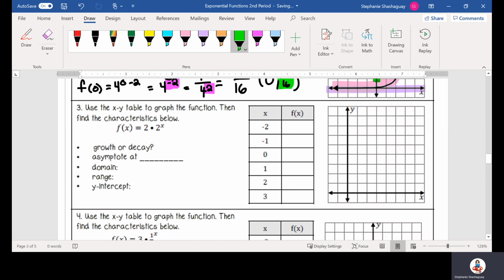All right, use the xy table to graph the function, then find the characteristics below. Well, here I finally have an a term, so my a is equal to 2. My y-intercept is always when my x is 0, and my y-intercept, I know, is related to my a term, so I can fill in the number 2. You'll notice I have no transformations to the x, I have no transformations to my y, so my y-intercept is just 2.